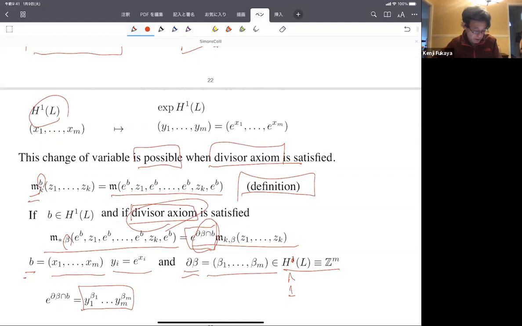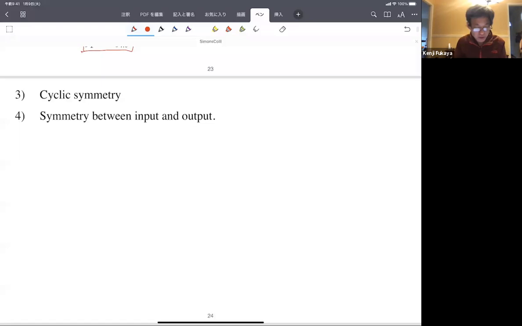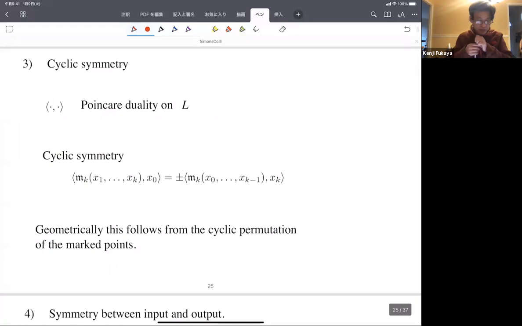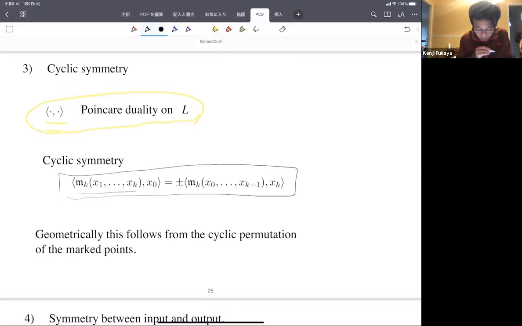Okay, so now there are two more things I want to discuss: cyclic symmetry, and a symmetry between input and output. So what is cyclic symmetry? We consider the Poincaré duality on the Lagrangian submanifold for this guy, and the cyclic symmetry is exactly this equality. You take this m_k of these k homology classes and take the Poincaré pairing with x_0. Then if you cyclically rotate, it coincides up to sign. And if you just look at this geometry, you have this moduli space.